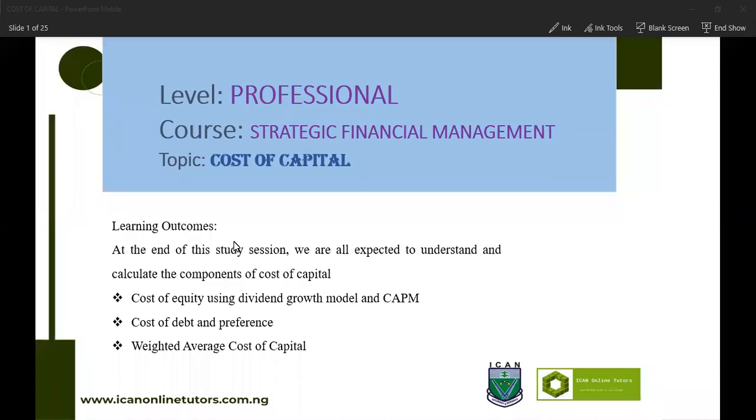Cost of capital will be the topic of study tonight. Here we are going to be taking a look at all the components of cost of capital. By introduction, what do we mean by cost of capital? This is the cost that is associated with raising funds to carry out a capital project.